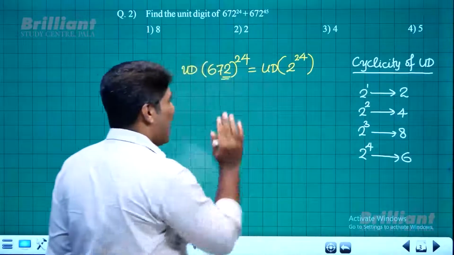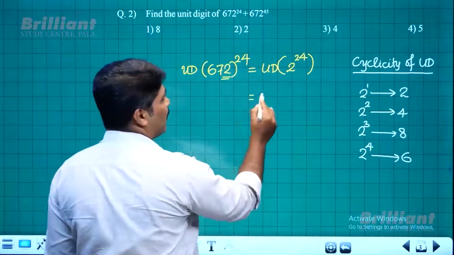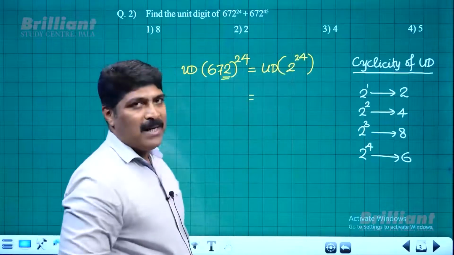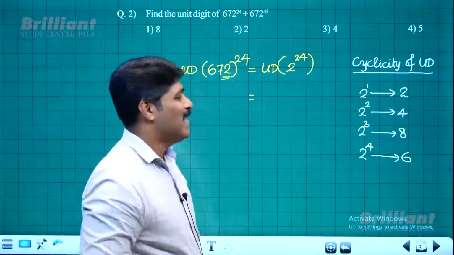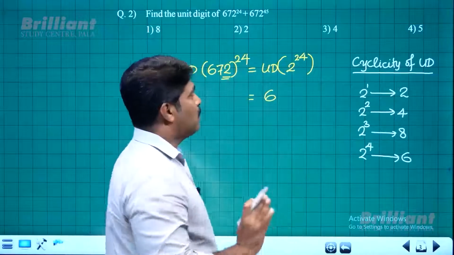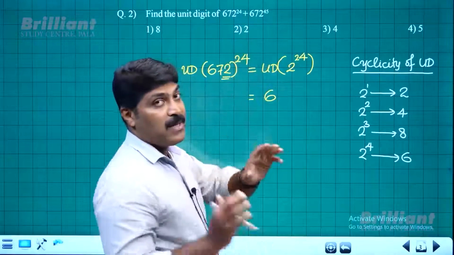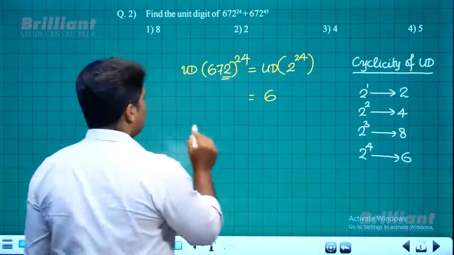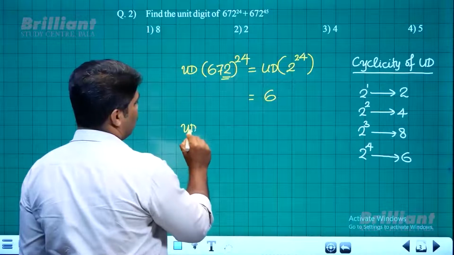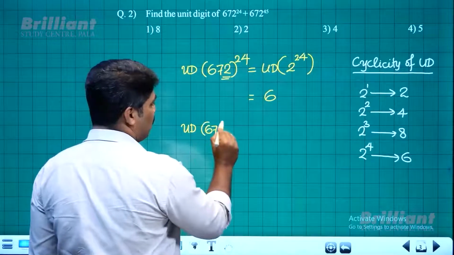So think about our given question. Here the exponent is 24. Is it a multiple of 4? Sure. So therefore, which will be the unit digit here? 6. So the first number's unit digit we got. Fortunately, the second number is also the same. So the second condition we consider is the unit digit of 672 raised to 45.